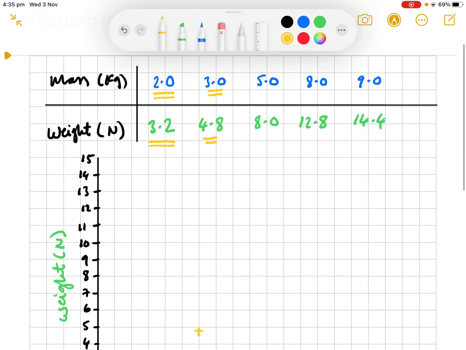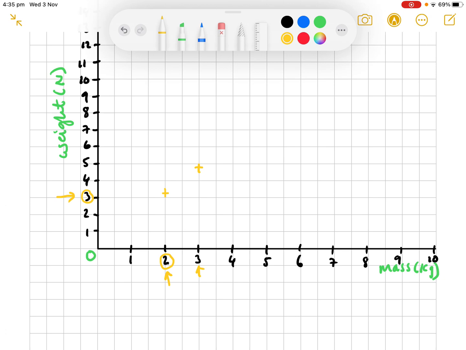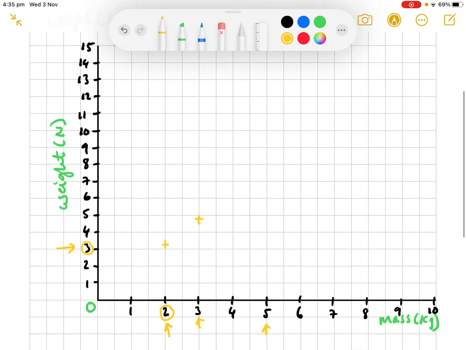Okay. So my next point to plot is 5 kilograms and 8.0 newtons. So there's the 5 kilograms. So I go up, there's 8 in there. So 5 and 8, that's bang on a grid line, that's a nice easy one, like that. Okay.